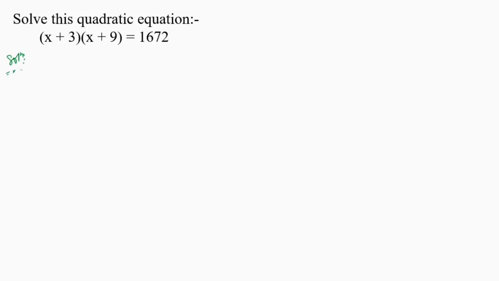Today we are going to solve this quadratic equation in which we have to find the value of x. So we are given (x + 3) times (x + 9) equals 1672. Now solve this bracket, we get x squared plus 9x plus 3x plus 27 equals 1672.